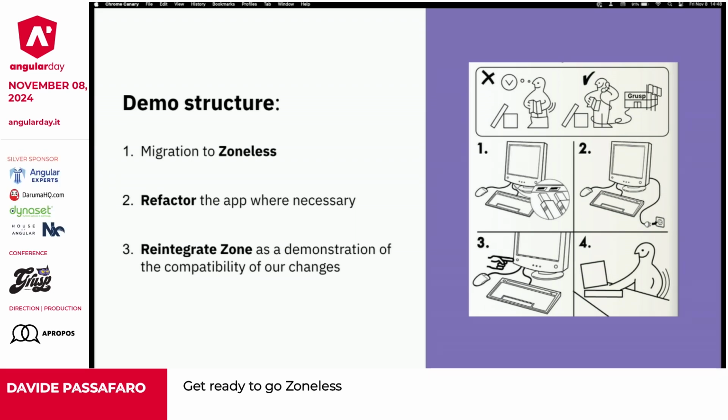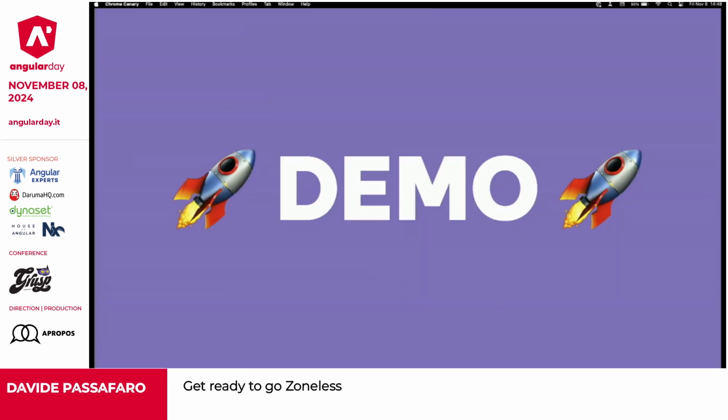Because the idea that I would like to show you is what you can do to prepare your application to go zoneless, not to go immediately on zoneless. So the idea is that you can do the refactor gradually. So let's do it.